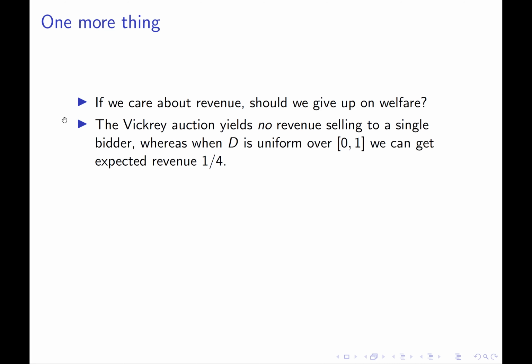If we're selling to a single bidder who has a uniform distribution over his value between 0 and 1, then if we want to maximize welfare, we've got to give him the item, right? But if we always give him the item, we have to use the VCG payment rule, which will charge him nothing. On the other hand, if we don't care about welfare, we care about revenue, then we can extract 25 cents from him in expectation. So maybe it seems like revenue and welfare are inherently in conflict here.